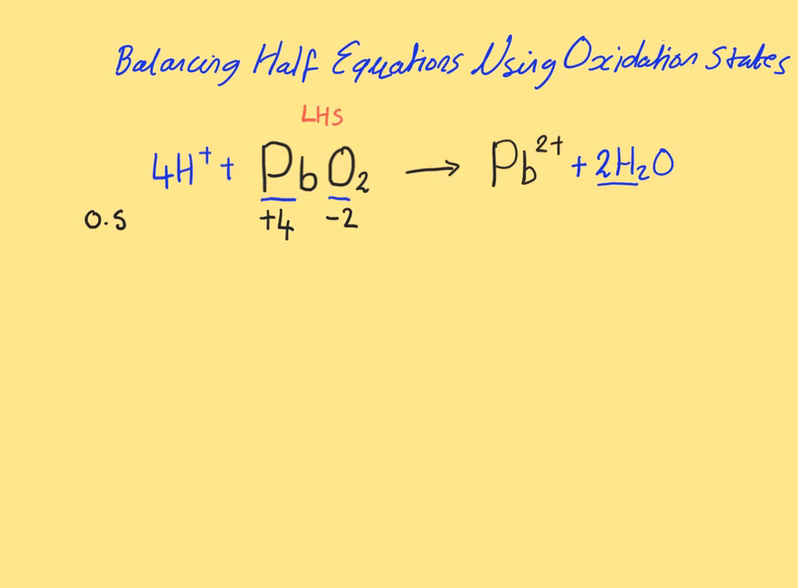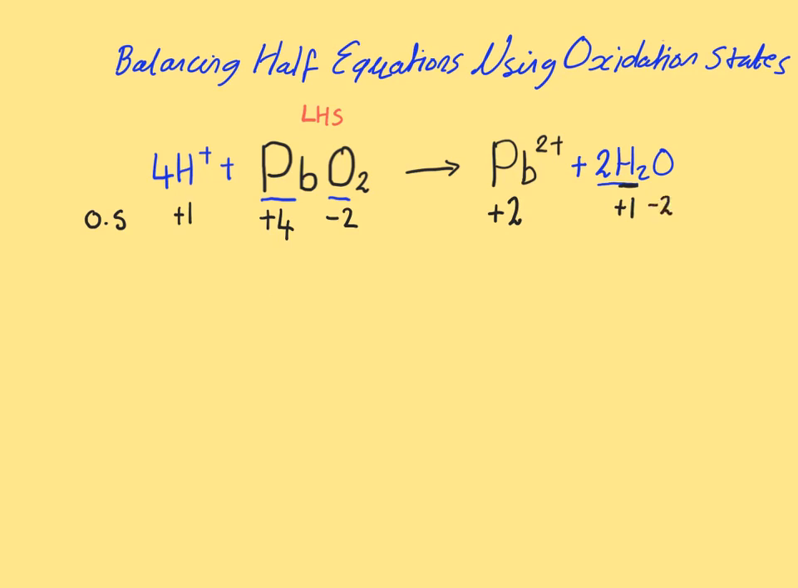Now let's look at the left-hand side. Here lead has a charge of 2+, and therefore its oxidation state is +2. The hydrogen in hydrogen ions is simply +1 as its oxidation state, because it's the same as its charge. We know in compounds, when hydrogen is combined, it's always +1 and oxygen is -2.